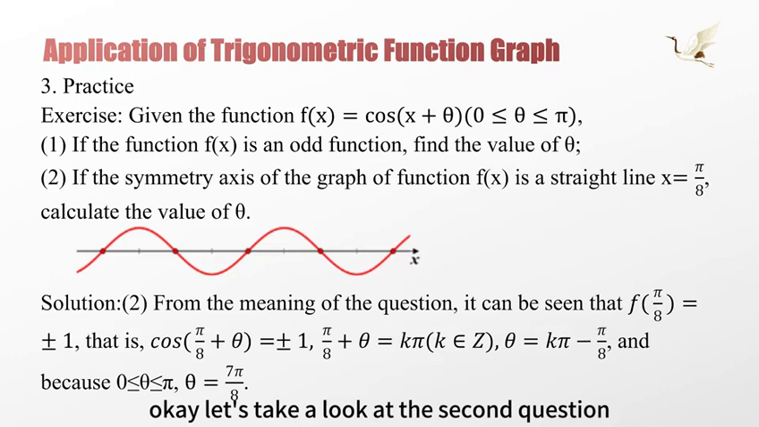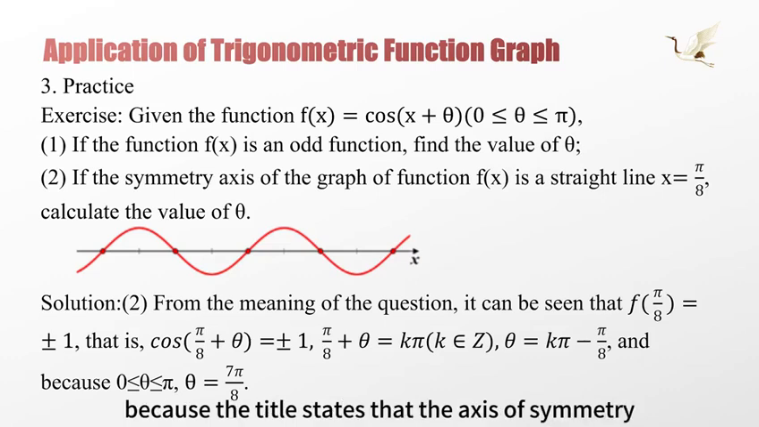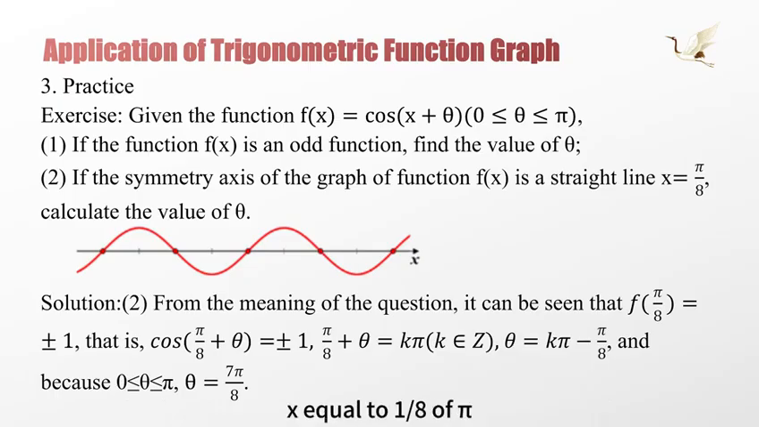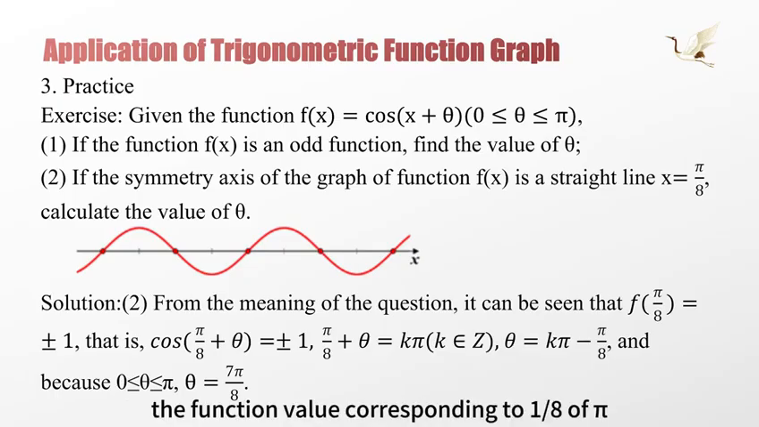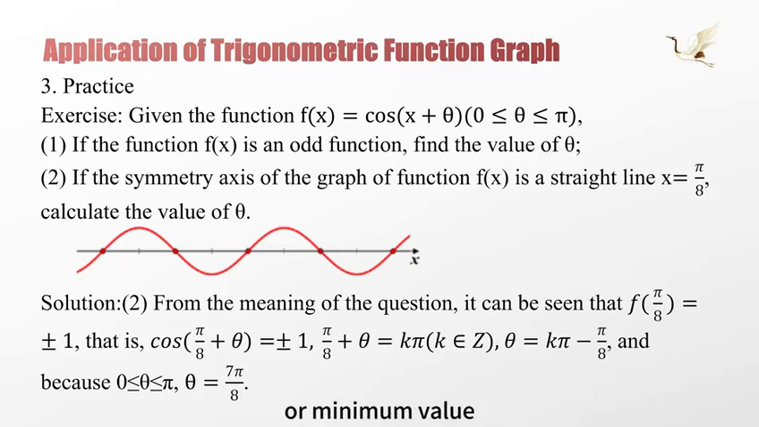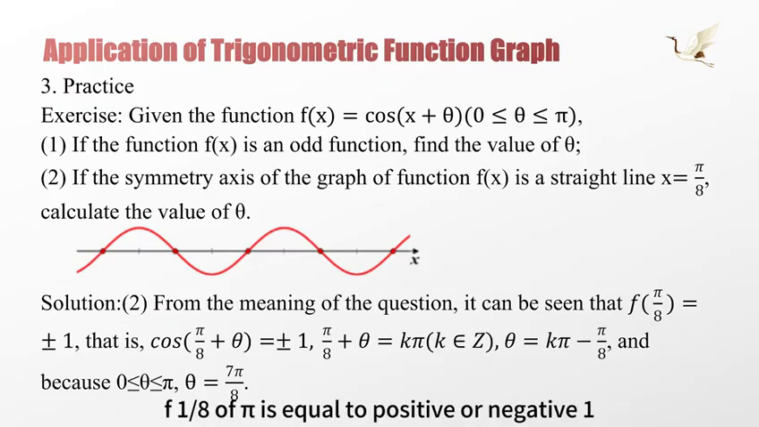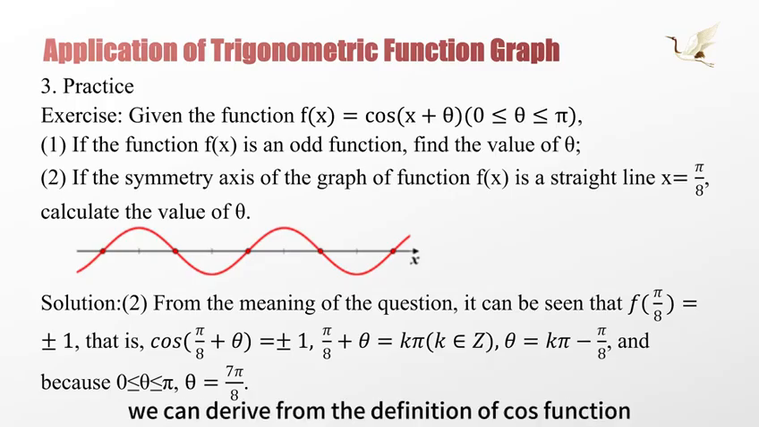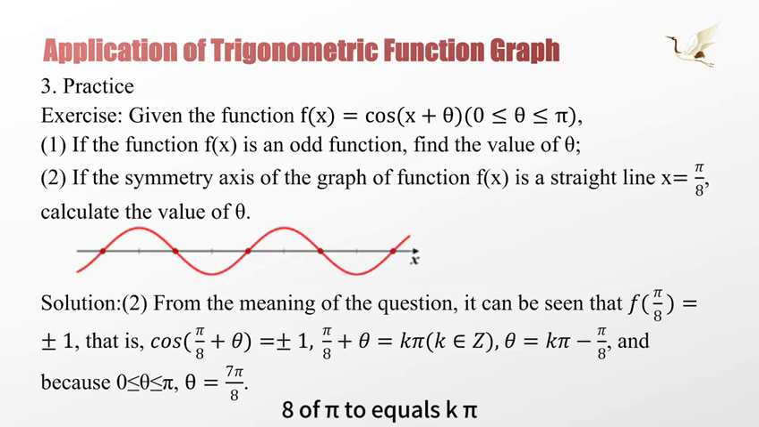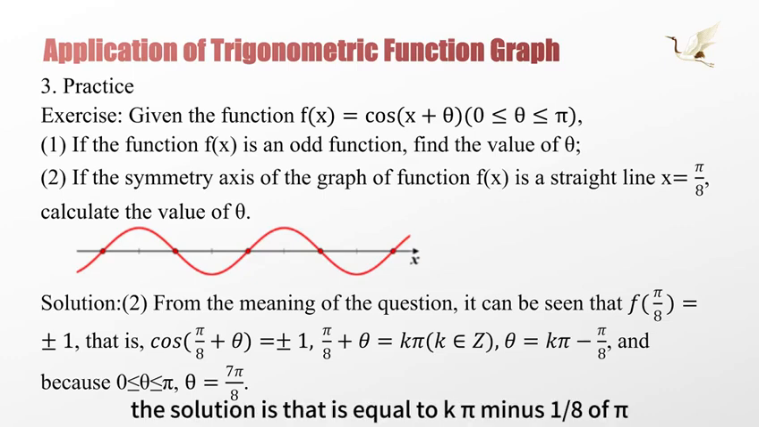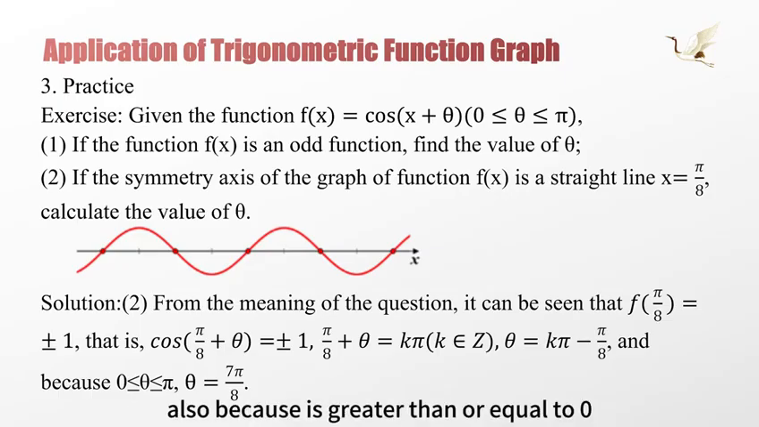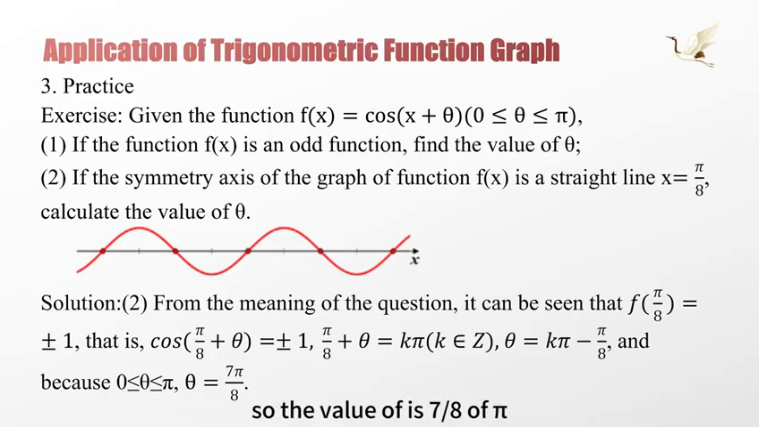Okay, let's take a look at the second question. Because the question states that the axis of symmetry is the straight line x equal to 1/8 of pi, the function value corresponding to 1/8 of pi must be either the maximum or minimum value. The answer process is as follows. It can be inferred from the meaning of the question that f(1/8 of pi) is equal to positive or negative 1. Cosine (1/8 of pi plus φ) equals positive or negative 1. We can derive from the definition of the cosine function that adding 1/8 of pi to φ equals k pi, where k belongs to Z. The solution is that φ is equal to k pi minus 1/8 of pi. Also, because φ is greater than or equal to 0 and less than or equal to pi, the value of φ is 7/8 of pi.